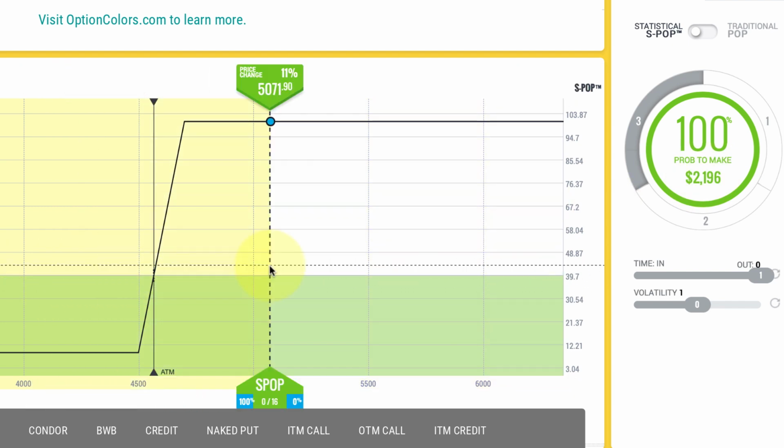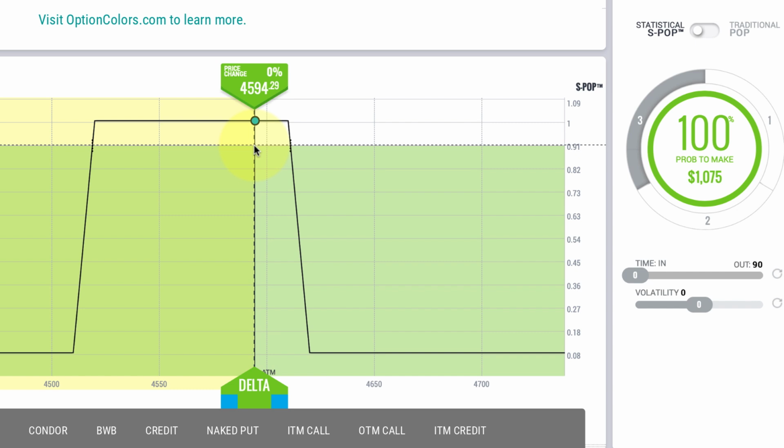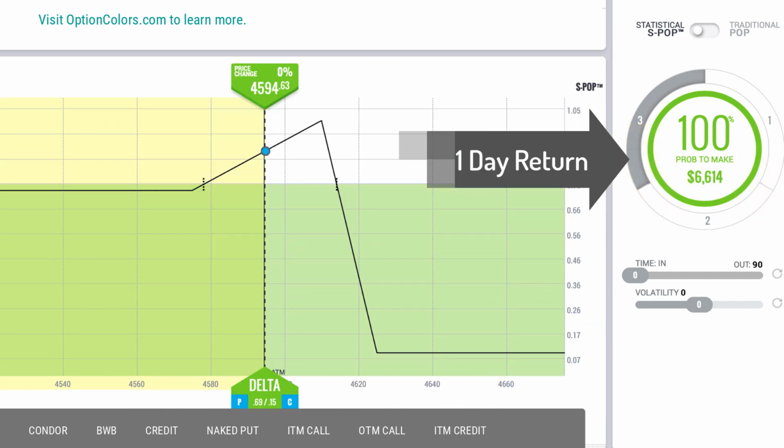So next, what we're going to do is we're going to see how these trades did perform overnight. So I'm going to fast forward one day. So here's the condor. We finished over here, and this one stayed where we needed it to stay, and it profited the $1,000. The butterfly actually lucked out and profited over 6,000.